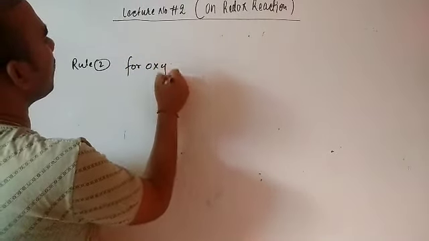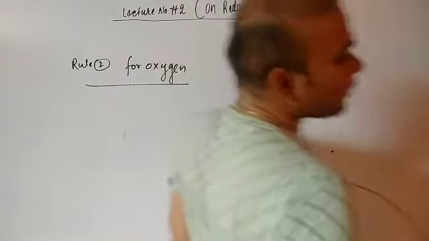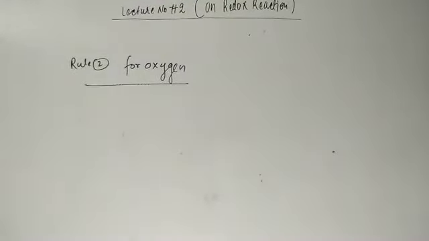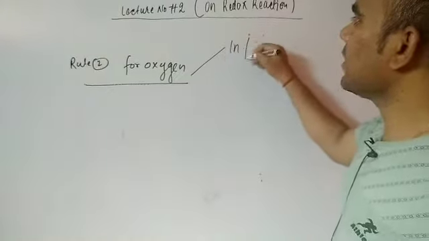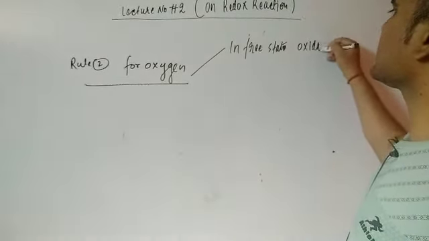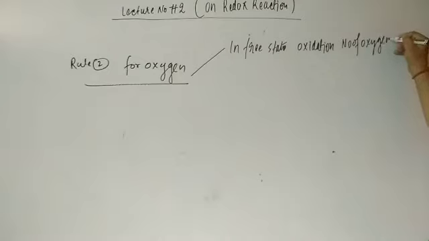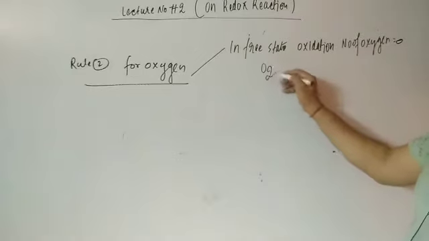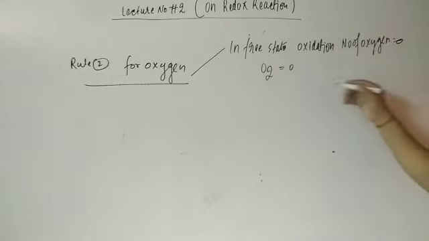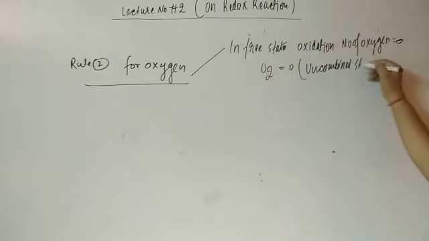For oxygen, the exceptions we are already going to cover. Oxygen also has 2-3 oxidation states, student, that we have to understand. In free state, what is there? In free state, the oxidation number of oxygen is how much, student? The oxidation number of oxygen is equal to 0. Like O2, its oxidation number is 0. Free state means uncombined state.